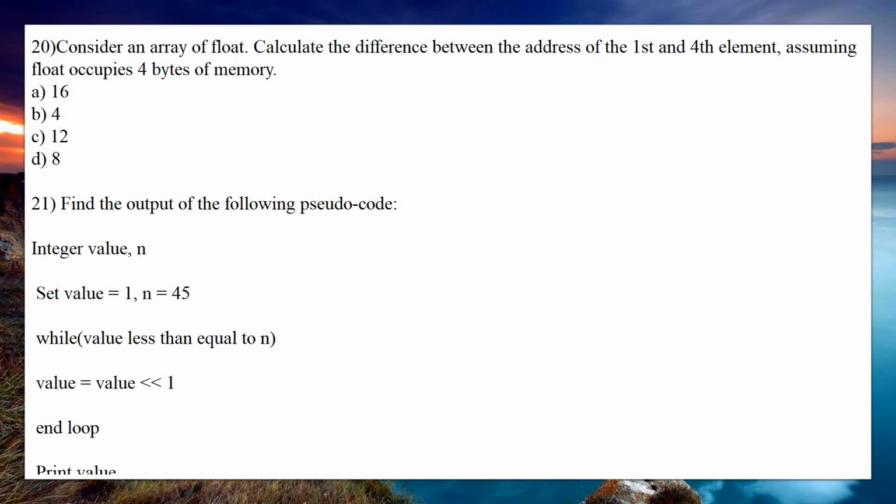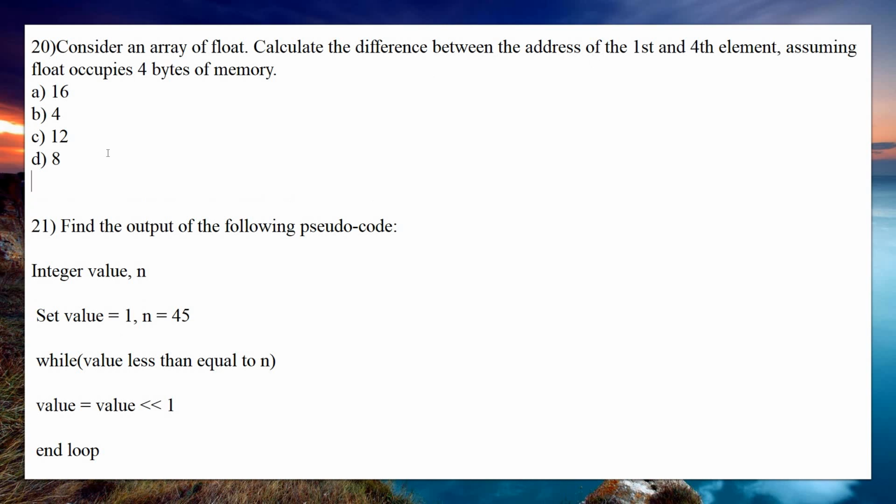So the next one is the 20th question. You need to consider an array of float, and you need to calculate the difference between the address of the first and the fourth element, assuming a float occupies 4 bytes of memory. So here you need to find the difference between the address of the first and the fourth element. Initially we shall consider the address of the first element.